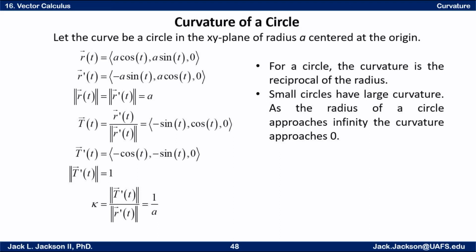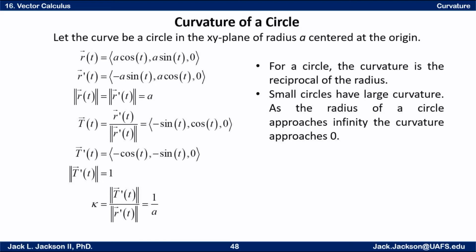Let's take the example of a curve that's in the xy plane, has a radius a, and it's centered at the origin. So r is given to be a cosine of t, comma a sine of t, comma 0. That's a standard parameterization that we've looked at before for parameterizing a circle of radius a centered at the origin. x is r cosine theta, y is r sine theta. Here I've already used r for something else, so I'm going to use a for the radius, and instead of theta we're going to call it t, our parameter.